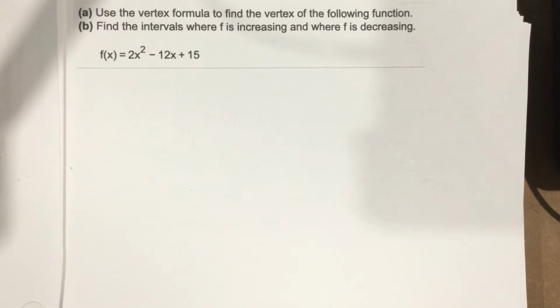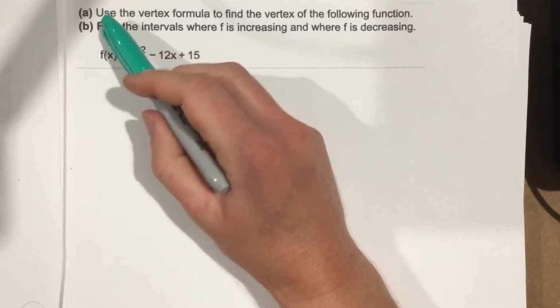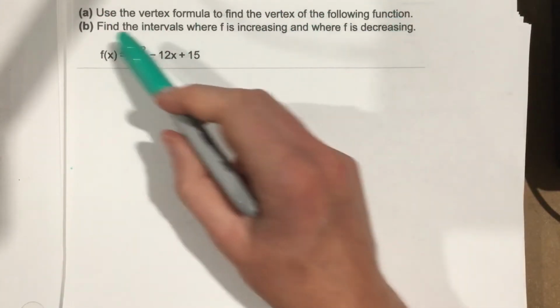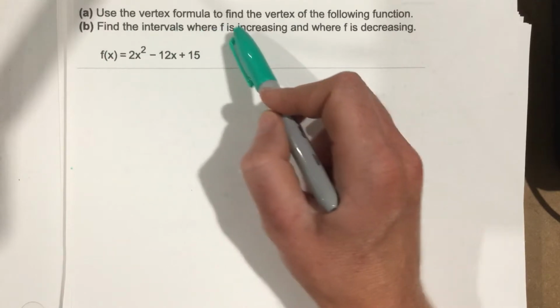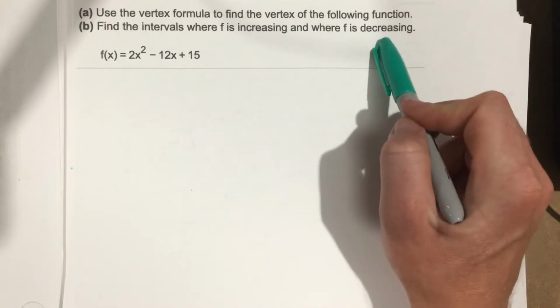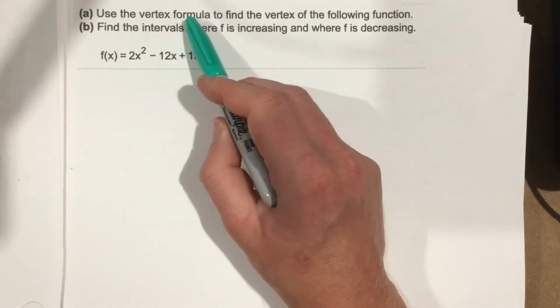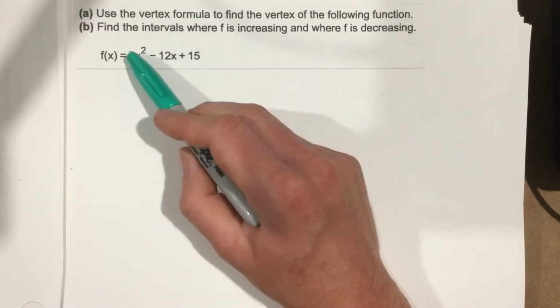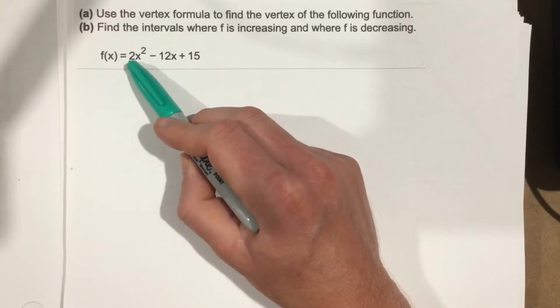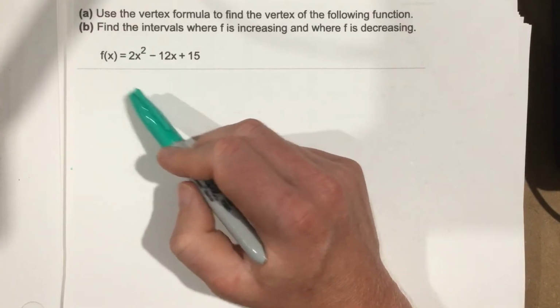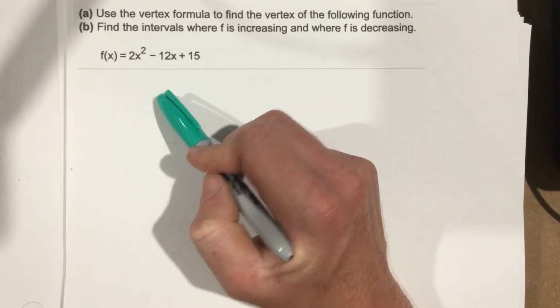This is problem number 5 from section 3.1. In this problem, they want you to use the vertex formula to find the vertex of the following function. Find the intervals where f is increasing and where f is decreasing. Well, if you remember from our first few problems, once we find the vertex, we're going to look at the leading coefficient, which we see as positive, and then we can make a determination on which side is increasing, which side is decreasing based on the vertex.